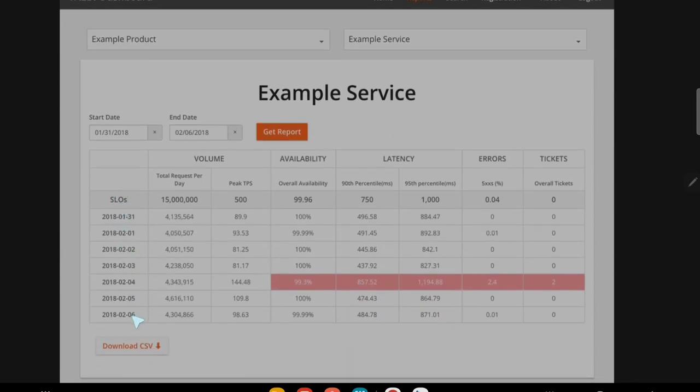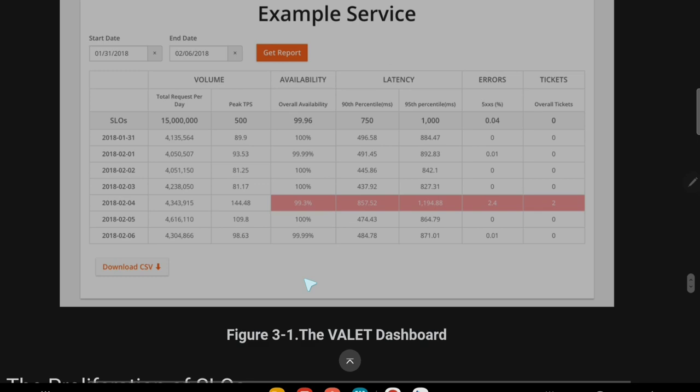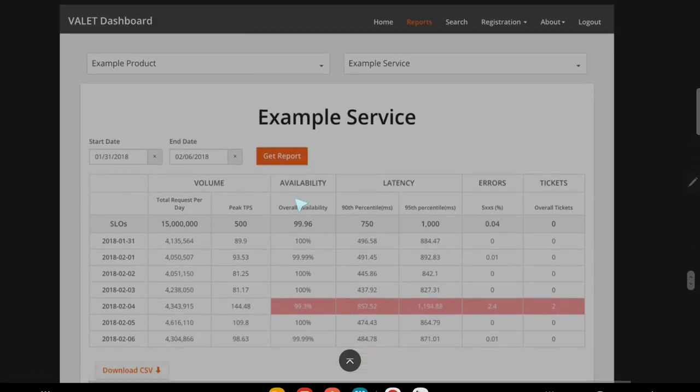So see in the dashboard, they have the SLOs. They have number of requests, total requests per day, peak, TPS, transactions per second, overall availability in percentages. Now the volume, availability, latency, errors, and tickets. Latency P90, P95, and number of errors, percentage, and number of tickets. So yeah, this is a good summary.